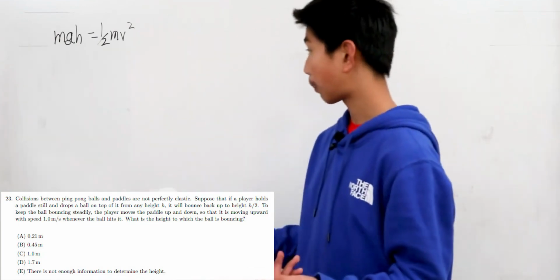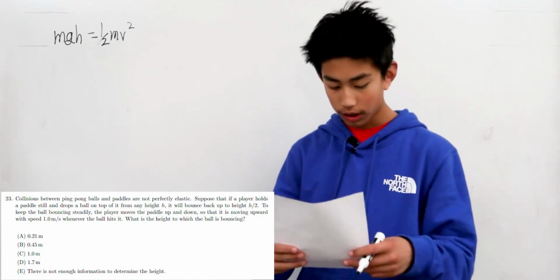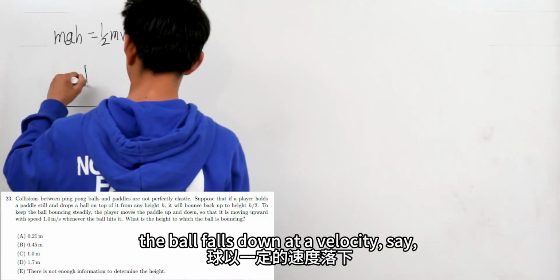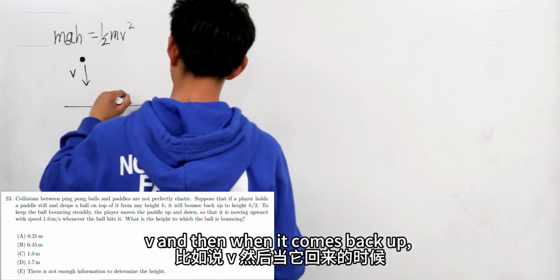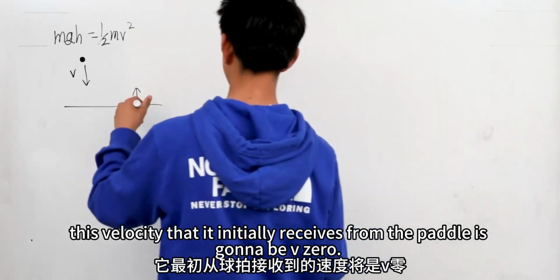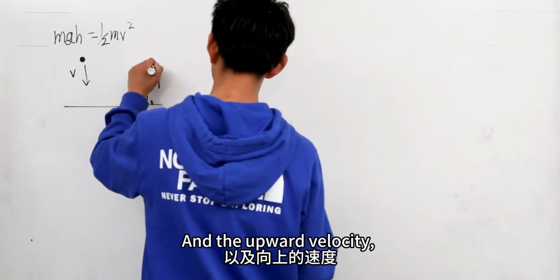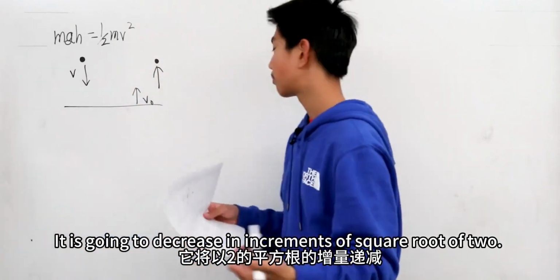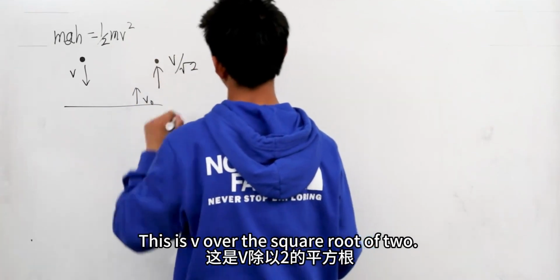So, we're going to use the conservation of energy equation later in this problem. But first, if you're not moving the paddle, the ball falls down at a velocity, say v, and then when it comes back up, the velocity it initially receives from the paddle is going to be v0. And the new upward velocity of the ball is going to decrease by a factor of square root of 2. So this is v over the square root of 2.